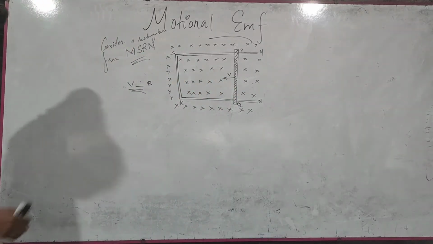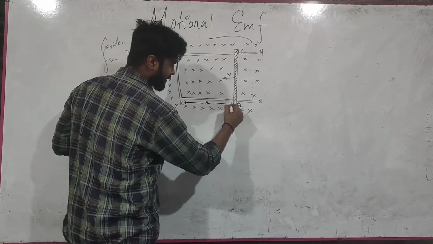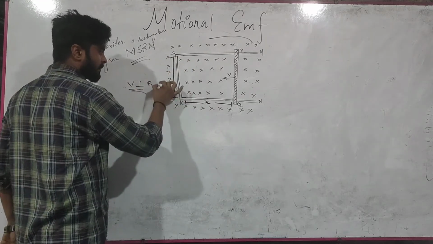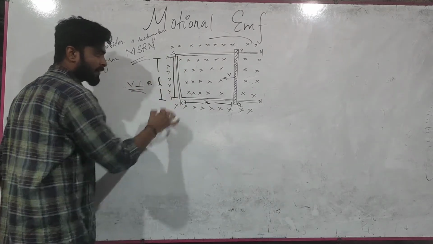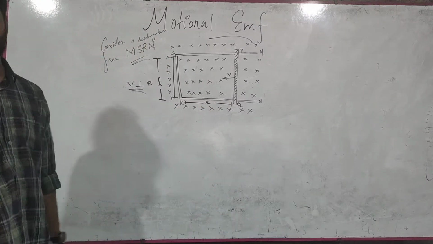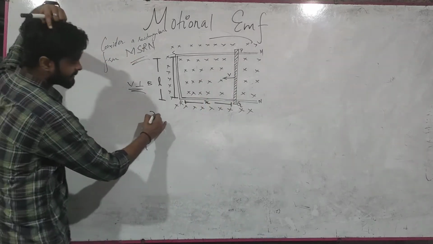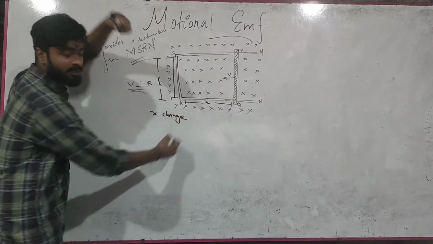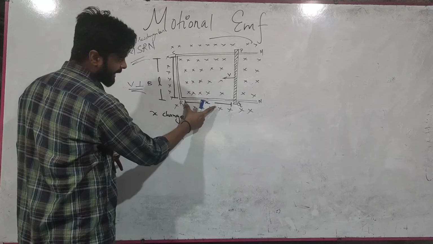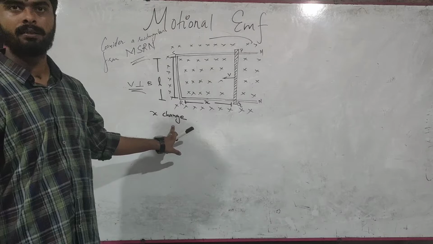Clear? So imagine this distance is x, and the length of the frame is L. When this PQ conductor is moving, what do you think? Will x change? When this conductor is going to move towards the left, will this x change?